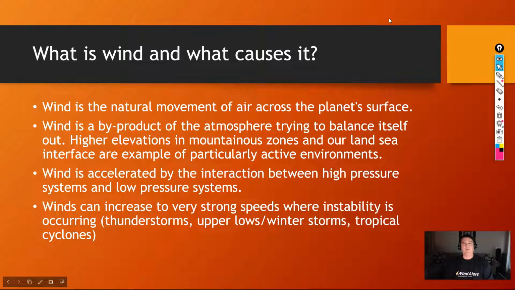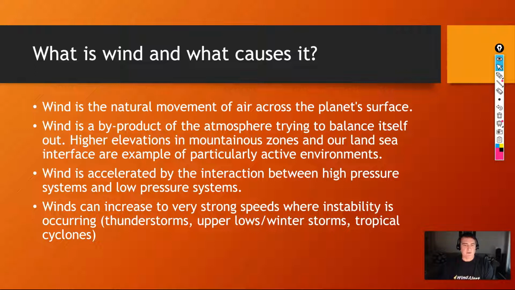Let's just talk about wind a minute. What is wind and what causes it? Well, wind is the natural movement of air across the planet's surface. It's a byproduct of the atmosphere trying to balance itself out. So whether it be cold air, warm air, storm systems, tropical cyclones, you name it, any of these systems that happen in our atmosphere are trying to stabilize the atmosphere. The thing is we need that weather, we need that rain, we need the instability in the atmosphere to keep the rain coming, right?